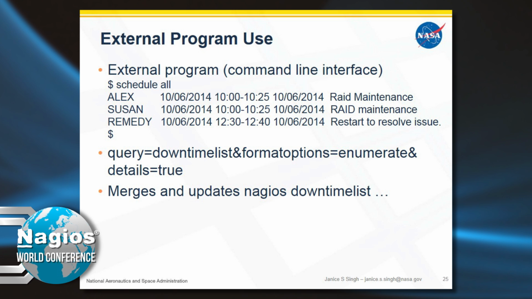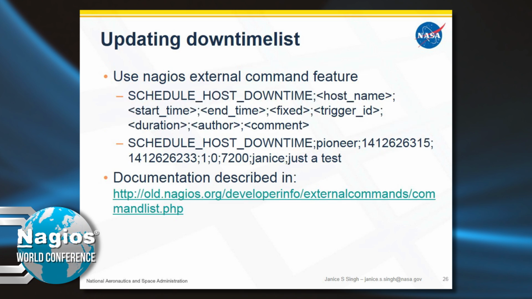So the way to do that is using the external command feature. This isn't new, but it's a way to talk to Nagios. There's one for schedule host downtime, and as you can see there, the first one shows what the variables are, and the next one is an example of putting a host into downtime. What you do is print out that text and redirect it to the Nagios command file, and that puts it into Nagios.